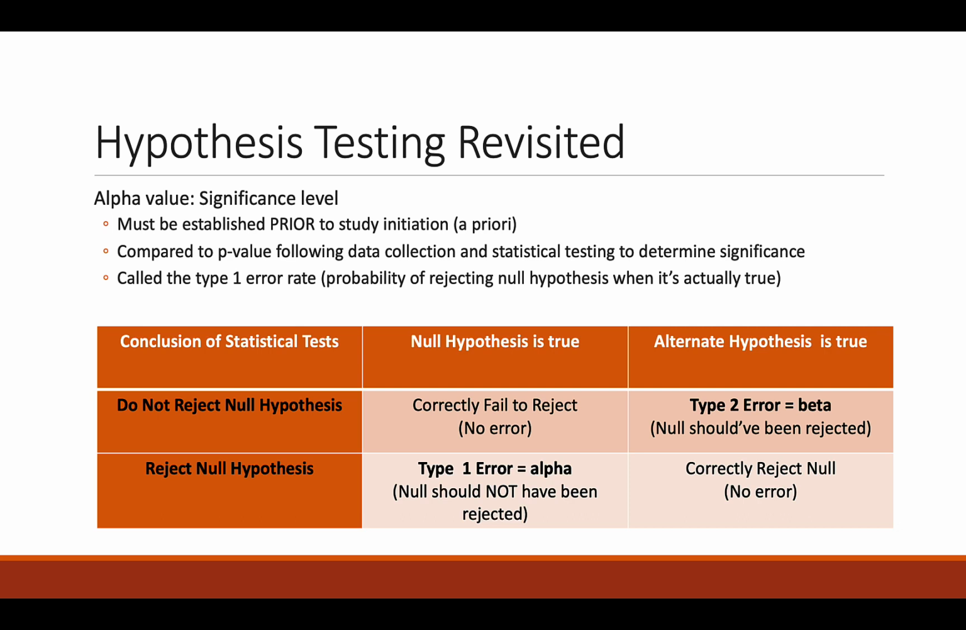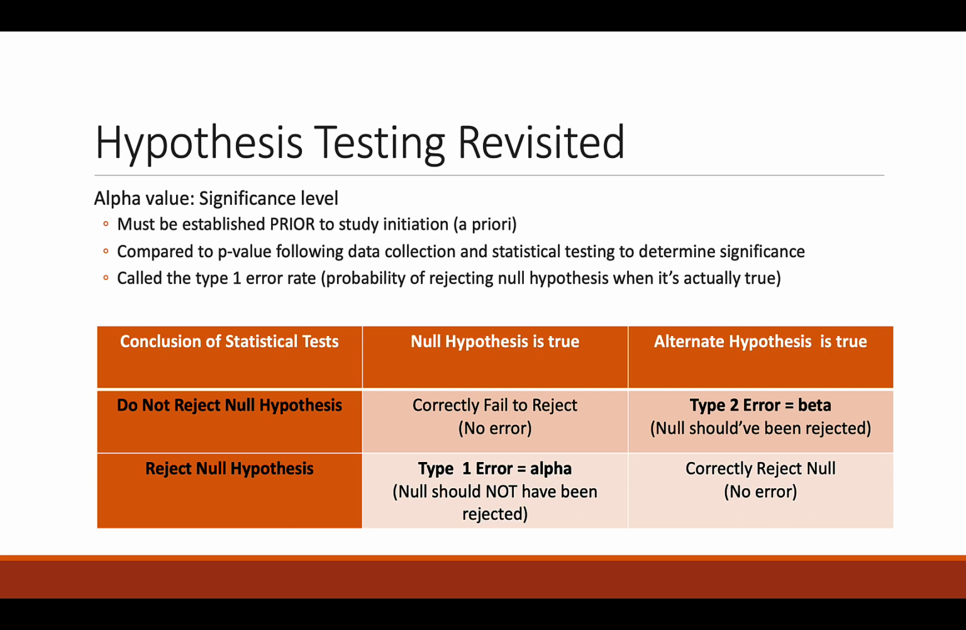Earlier in the course, we looked at the alpha value and said this is the statistical significance level, but it's really the type 1 error rate, and it's always established prior to the study being conducted. There's another significance level called beta, which is the type 2 error rate. If we look at the results of hypothesis testing in our 2x2 table, we essentially see that there's the conclusion of the statistical tests and whether or not the null hypothesis was actually true.